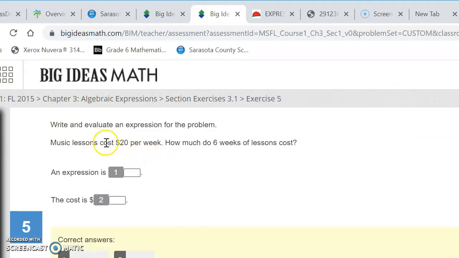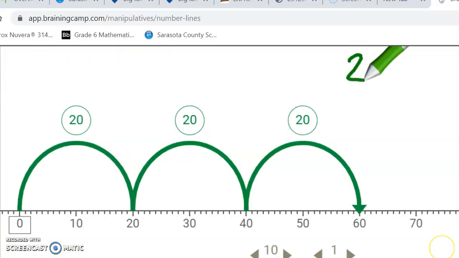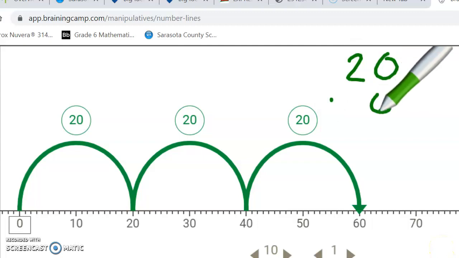Okay, so same thing, we're going to evaluate this expression. And we have music lessons and they cost $20 every week. And we want to know how much just 6 weeks of lessons cost. So it's almost the exact opposite of what we just did. Now they're telling us what the unit rate is. It's $20 per week, per one. And we want to know how many 6 are. So we have 20 times 6.